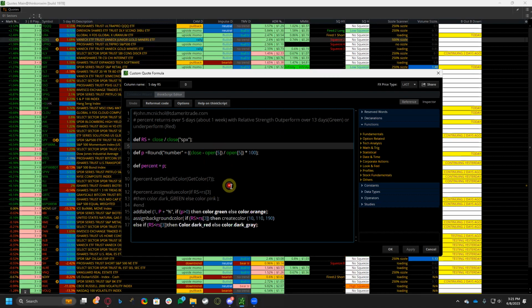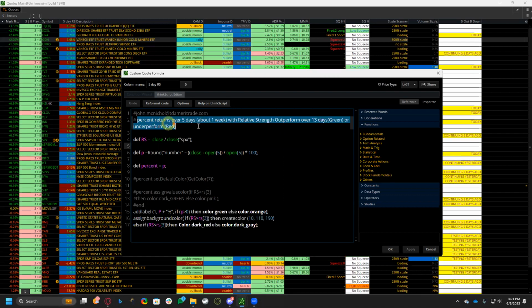So relative strength. And what he says right here, it's the returns over the last 5 days, about 1 week, with relative strength outperforming over 13 days, green or red. So green for overperforming and red for underperforming.